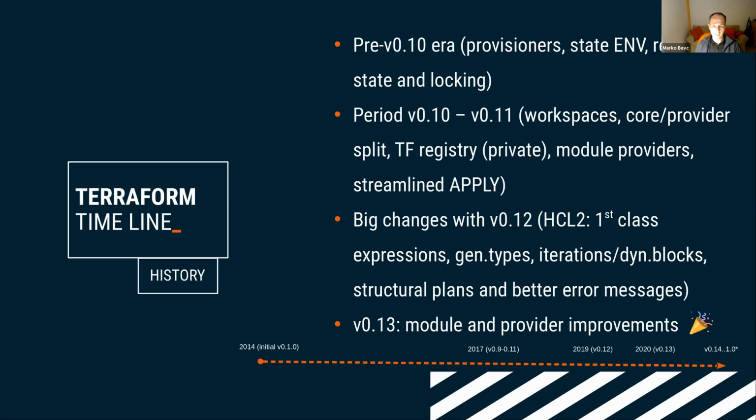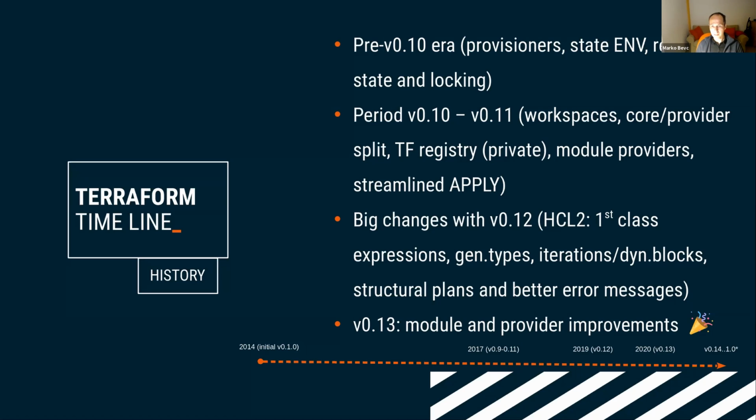With 0.12, which was introduced in 2019, a little bit more than a year ago, there were some big changes coming. The whole HashiCorp Configuration Language version 2 was introduced, with some big language changes where we got first-class expressions and generalized types. We got iterations, which is probably the biggest thing of 0.12, with dynamic blocks. So you can easily build repetitive blocks dynamically, such as stacks, for example, and you can have basic iterations through collections such as maps and lists and construct new maps and lists using for loops.